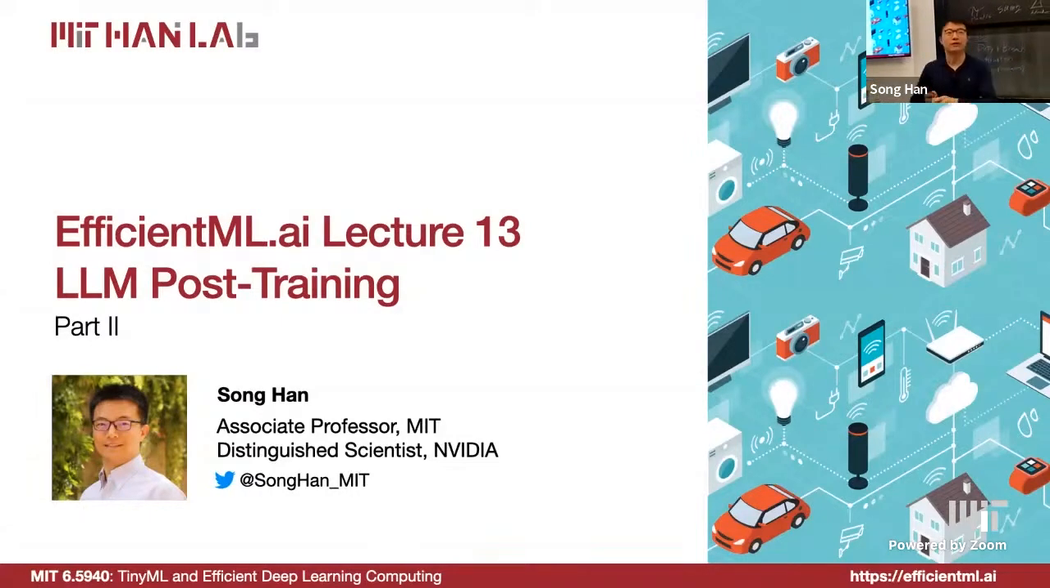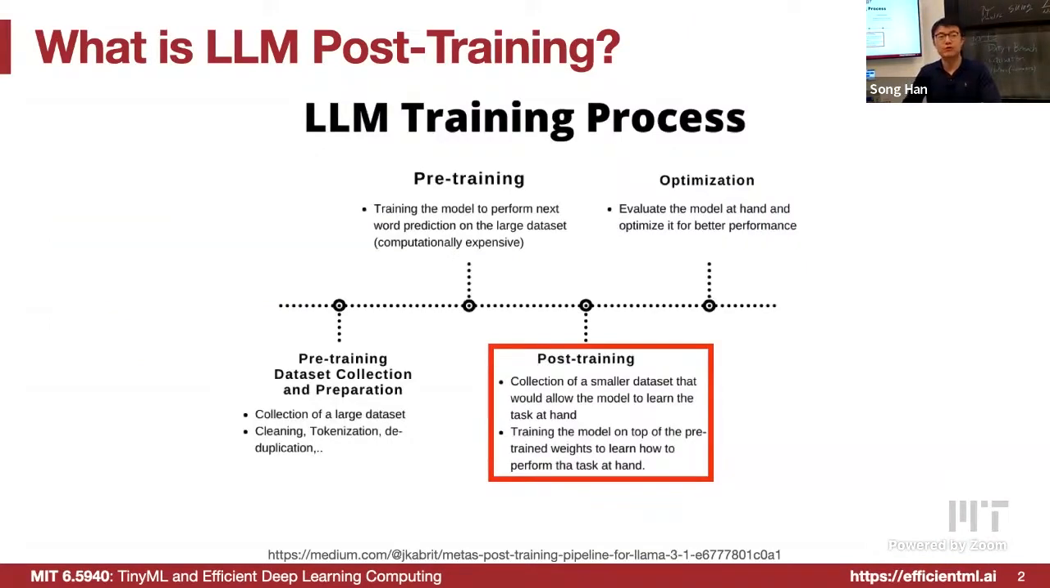So today we are going to cover a new chapter about LLM post-training techniques. So let's review the life cycle of a large language model. Okay, so we start with pre-training dataset collection to collect the dataset. And then we pre-train the model using lots of GPUs. This is the time when we consume the most amount of computing power, followed by the post-training phase, where we collect a smaller dataset to allow the model to learn the task on hand. And finally, we do the optimizations to make it have better performance.